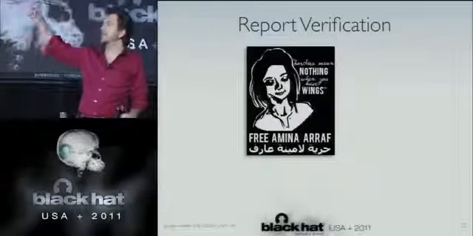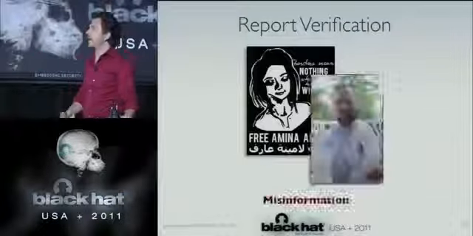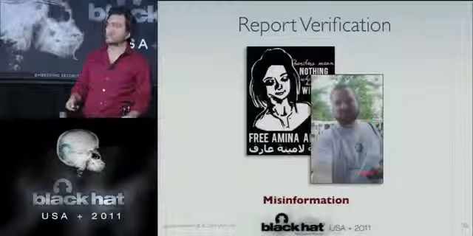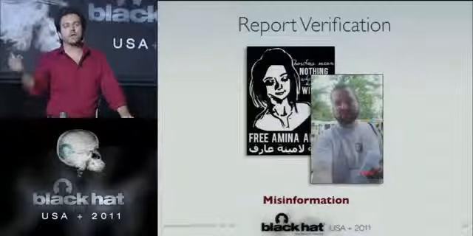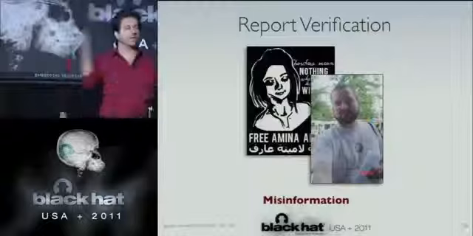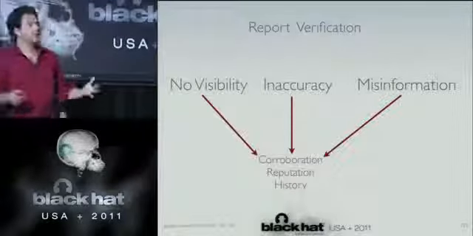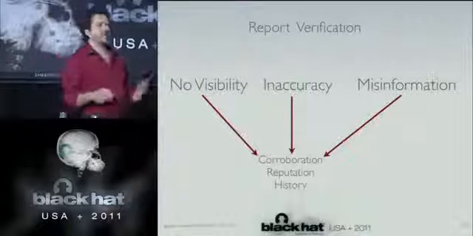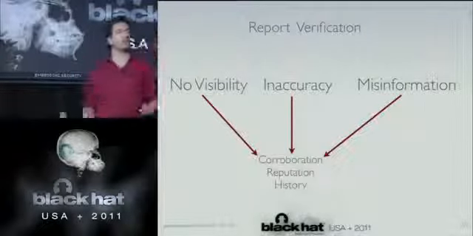We have situations like the gay girl in Damascus who turned out to be a white, presumably heterosexual male American living in Ireland, not a gay girl in Damascus, fooled the entire media, fooled the entire blogosphere. And again, the things that we have to deal with that, it comes back to this concept of corroboration, reputation, and history. So building up that same trust on the fly with our reporters.